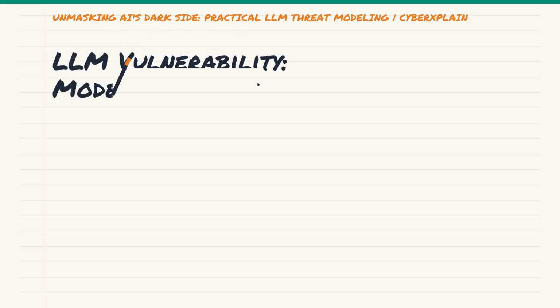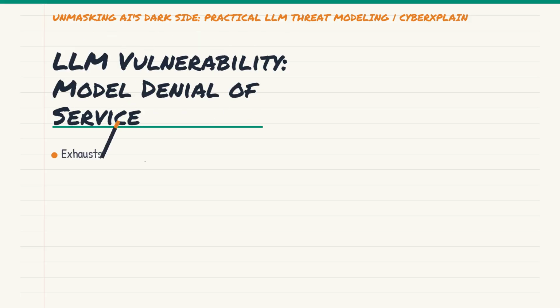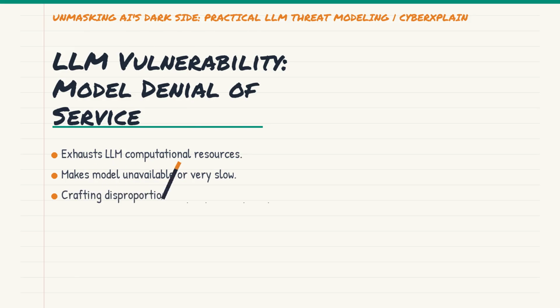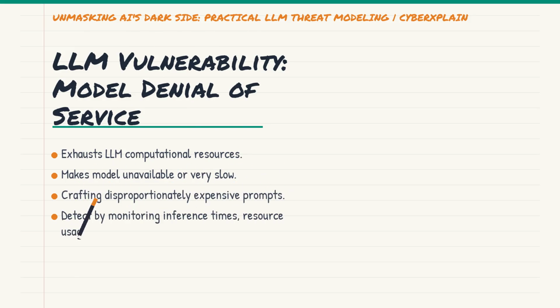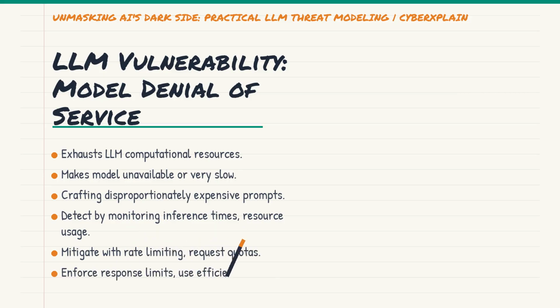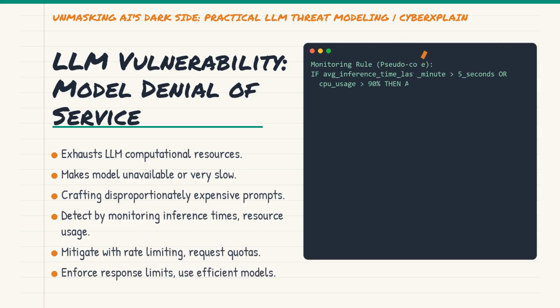We touched on DOS earlier with Stride, but let's look at model denial of service specifically. This happens when an attacker exhausts the LLM's computational resources, making it unavailable or extremely slow for legitimate users. This isn't just about simple request flooding, it can involve crafting prompts that are disproportionately expensive to process. For example, a prompt asking the LLM to write a 10,000-word story in Latin or perform complex recursive reasoning tasks.